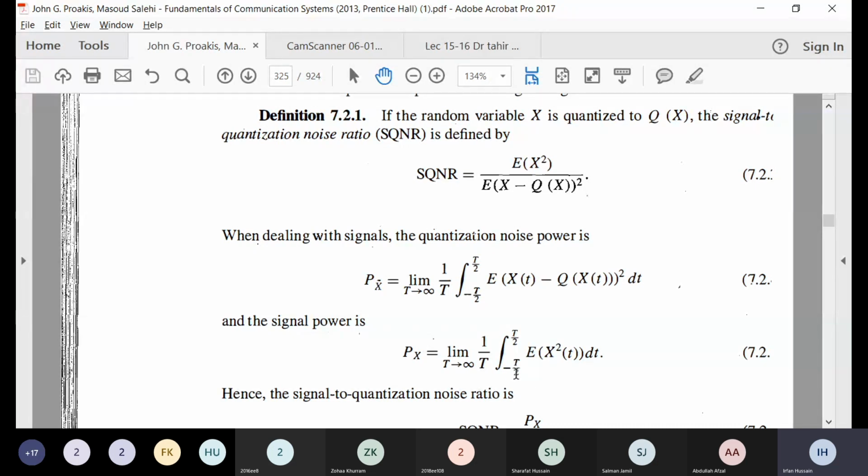And the signal power, same thing, you have the signal. So you know why these e's are there. Previously, if they were deterministic, then these e's were not there, but once these are random, you have to take their expectations, so that you get a deterministic function in terms of t, and then you can integrate it. All right, so this gives us the formula for finding the power of the signal as well as the quantization noise power.